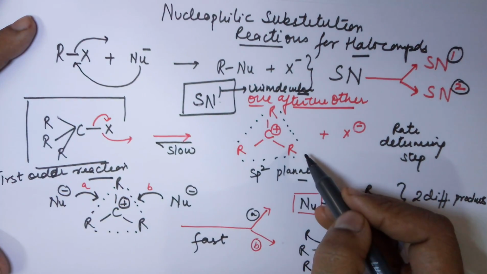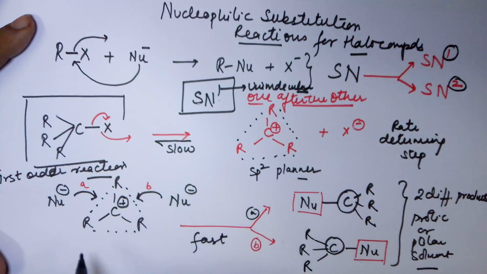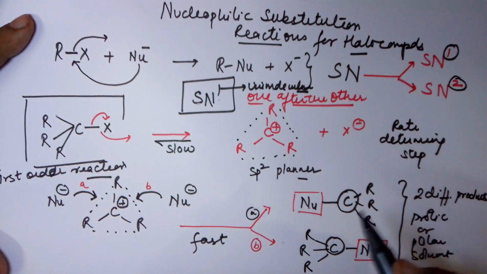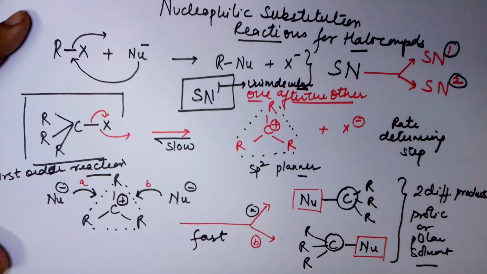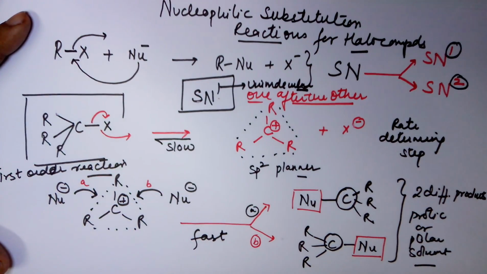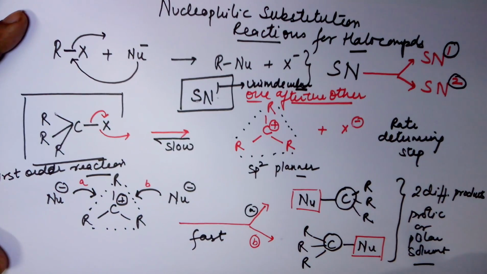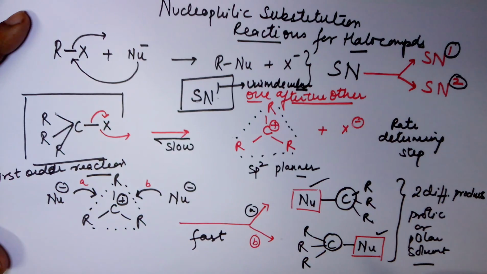sp2 and planar. The second step involves the attack of a nucleophile, which could be from both the sides, leading to formation of two products which are similar with respect to melting point, because their bonds are same, and boiling point, because their bonds are same. All physical and chemical properties for these two products will also be same. But where is the difference? The difference is in the arrangement of the nucleophile in space. The orientation in space of the two products formed is different.